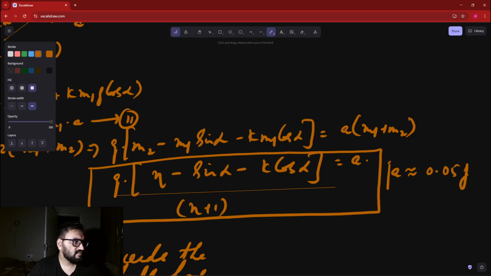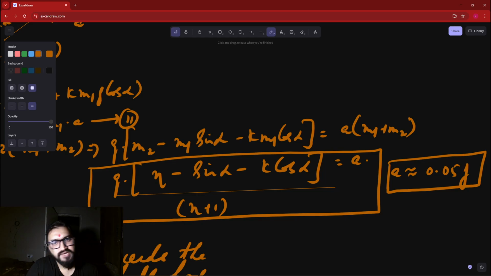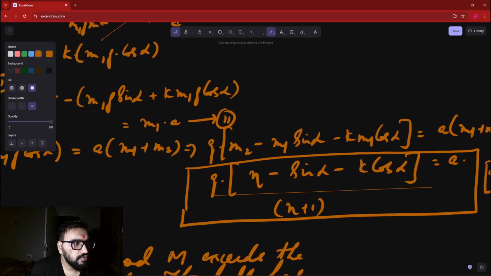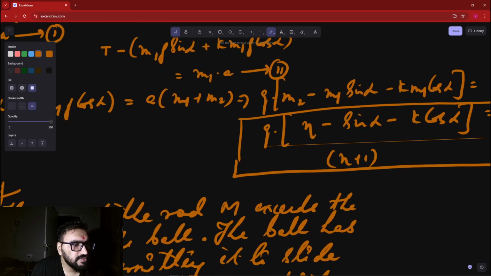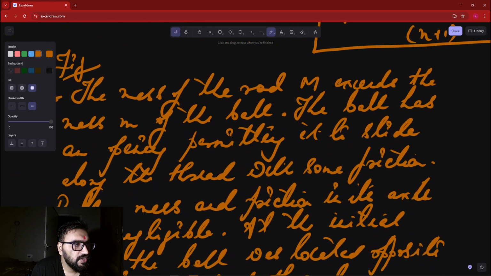So you basically need to focus on the concept, and this is what the concept was. We basically had to draw the FBD and write down some force equations based on the FBD. Alright. Let's move on to the second question. This was my first question. Let's move on to the second question.